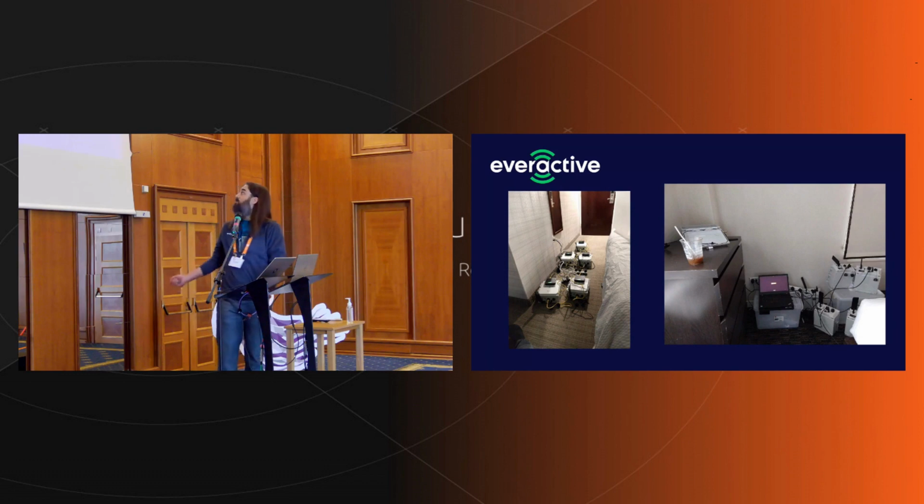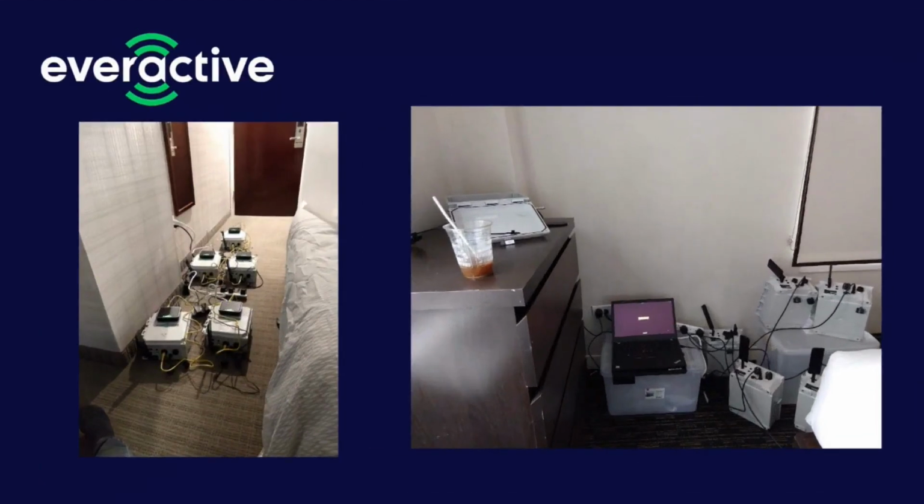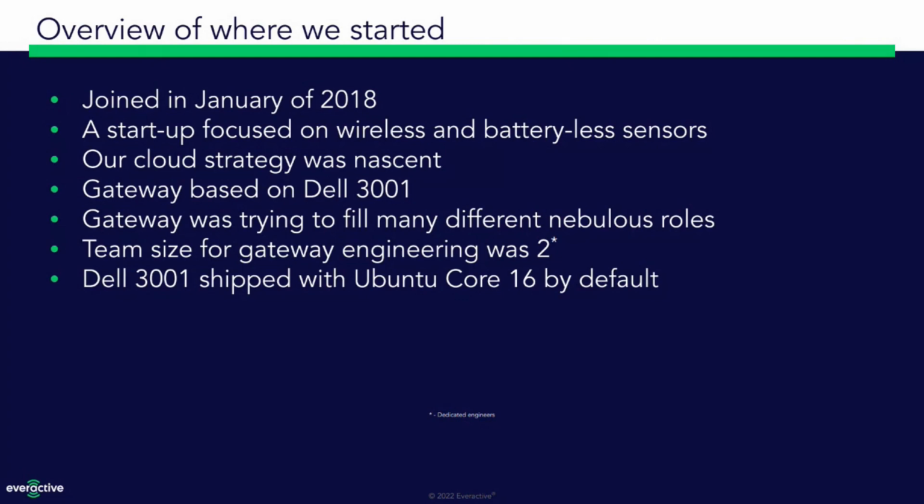So here's a couple of pictures from some testing we were doing with some of our devices. These devices were pre-Ubuntu Core. I was testing them in a hotel in Times Square. We were sort of characterizing the performance of the LTE modem that we were using. Turns out that Times Square is a very noisy environment from an RF perspective, as you can imagine. So that provided some good testing.